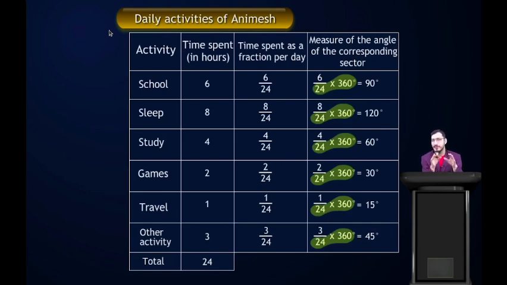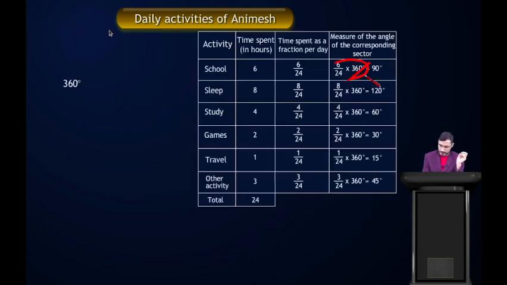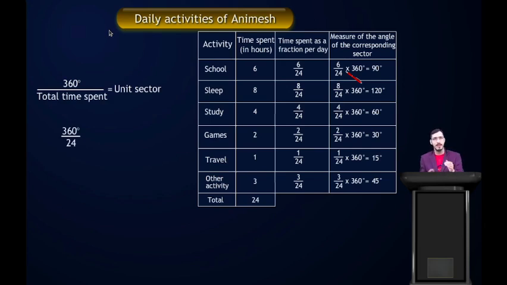It's very simple. Now here students, you can see 360 divided by 24 in all the columns, they are the same. So what will we do here? We can simplify it in a single line like this: 360 degrees divided by total time spent equals unit sector. So first we find the unit sector, which is basically 360 degrees divided by total. Here total means 24 hours, so 360 divided by 24.